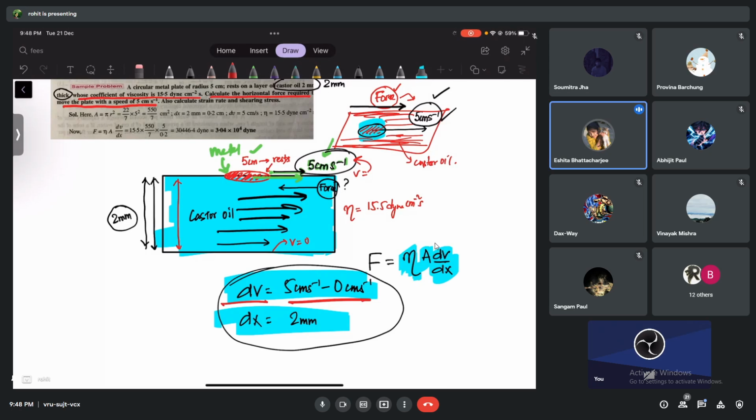Why will it be 0 centimeter per second? This is the bottommost layer, right? Yes, sir. Okay, so velocity gradient we got. We got the area. So I think you can understand we only need to calculate the viscous force only.